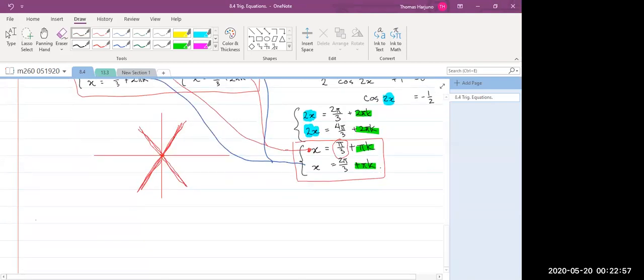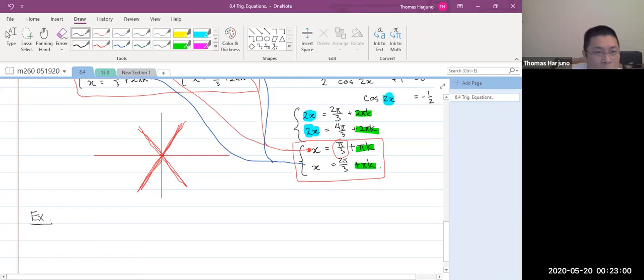Let's do one more, especially with the multiple angle case. Suppose I pick question number 50. The question is, solve for 0 degrees to 360 degrees: 2 sine squared theta minus cosine 2 theta equals 0.